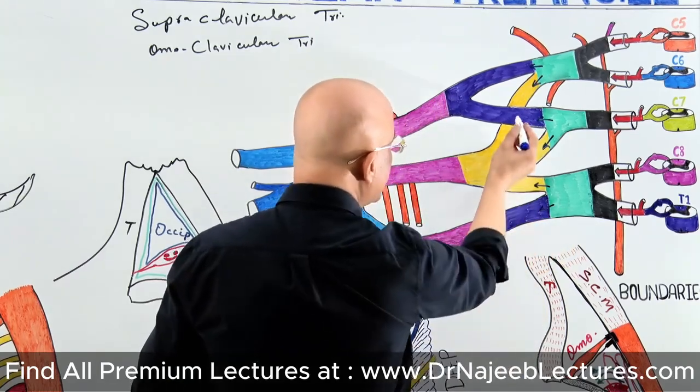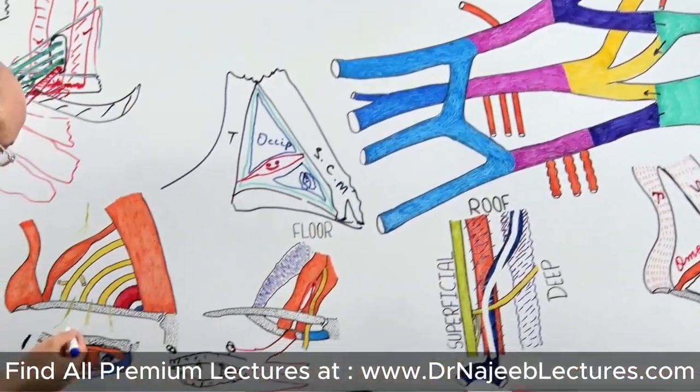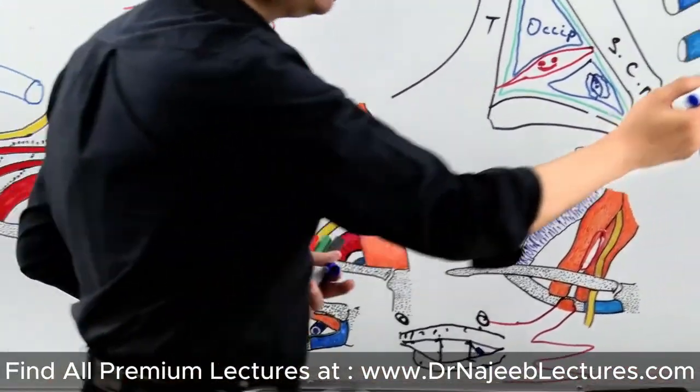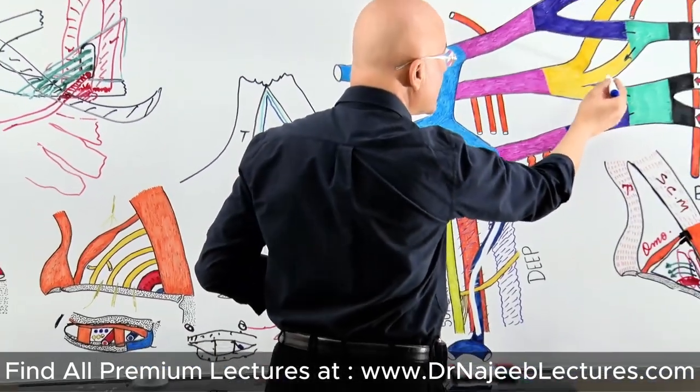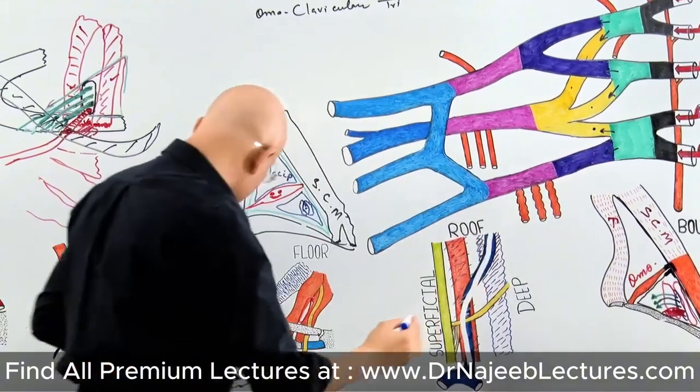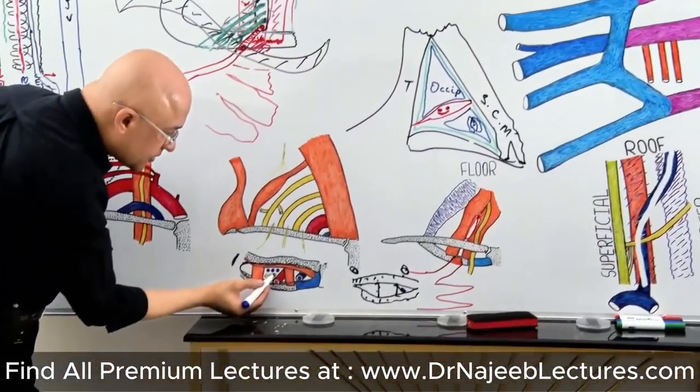Now these purple are anterior divisions. So in cross section, you see these three purple. These are anterior divisions. And these three, this, and this, are three posterior divisions coming from these three trunks. In this diagram, they are shown in here.